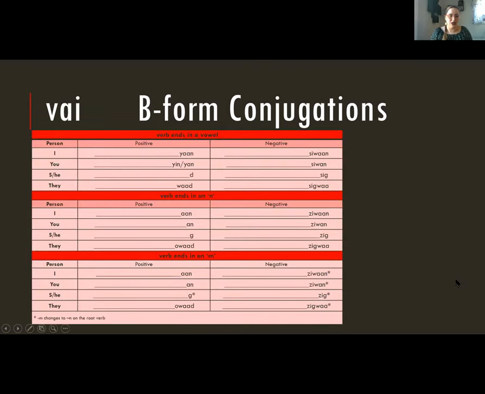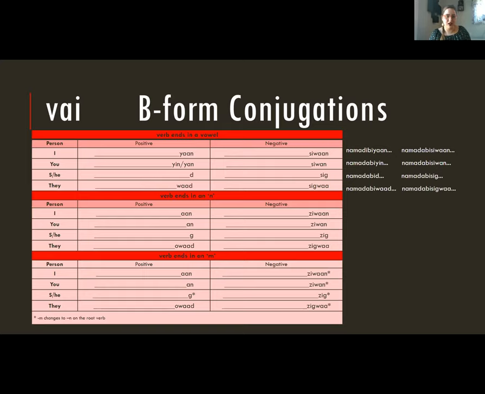VAI, B form conjugation. So it's the same thing. These can't be just standalone sentences. You have to put them with something. So I'm using namatabe as our verb. Namatabeyan, when I'm sitting. It could be when, if, that. Okay, I just use when because it's easier. So I could say namatabesiwan, when I'm not sitting.